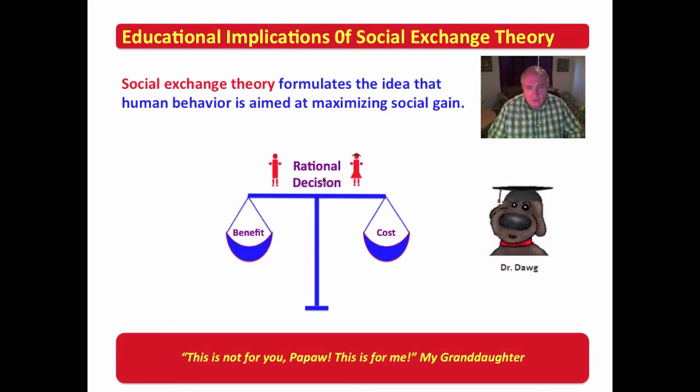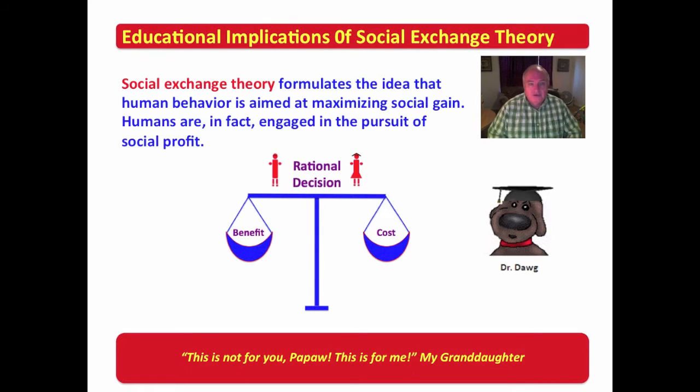Remind you of this diagram where a male and female are making a rational decision in which they are weighing the benefits against the cost. If the benefits outweigh the cost, it's a good decision. If the cost outweighs the benefits, then it's probably not a good decision. And I want to remind you that humans are in fact engaged in the pursuit of social profit. In other words, they want the benefits to outweigh the cost so that they make a profit in the exchange.